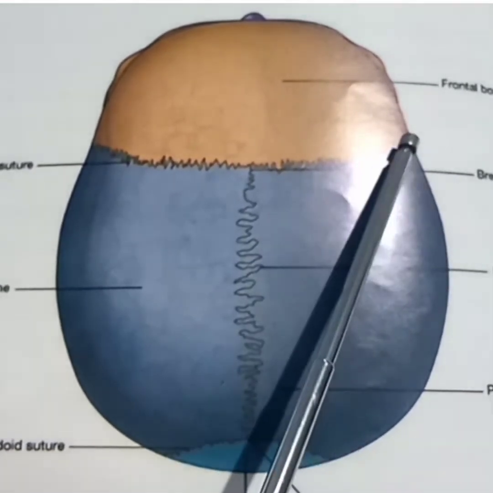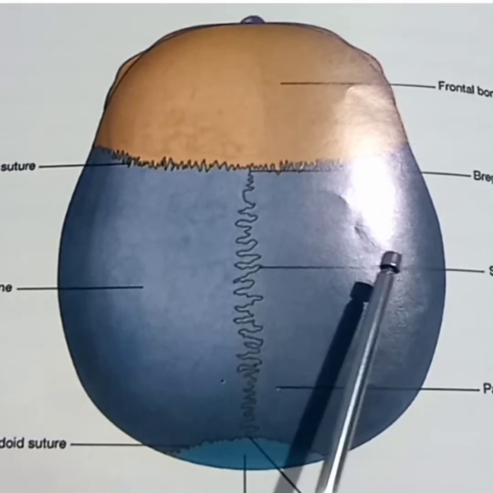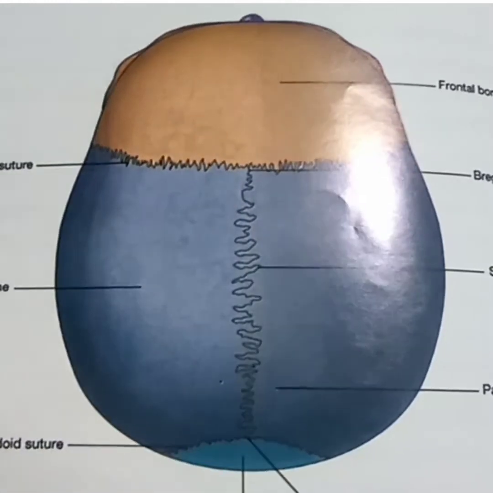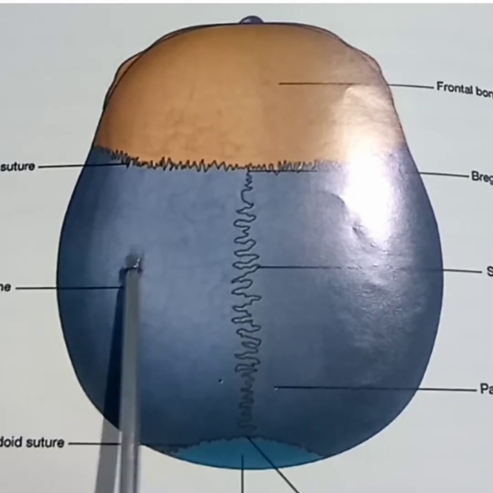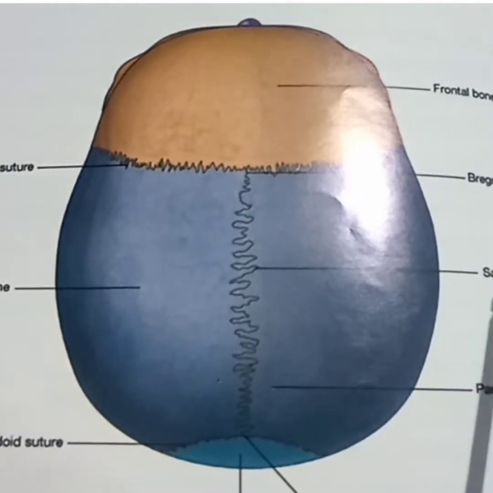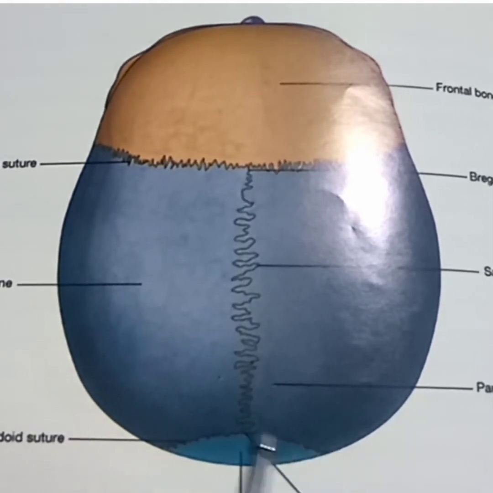We can notice that there is a transverse suture which runs between the frontal bone anteriorly and the two parietal bones posteriorly. This suture is named coronal suture. Then we can see that the two parietal bones are separated by a suture which runs in the midline. This suture will be named sagittal suture. And posteriorly we can see a suture which looks like an inverted V. This suture separates the two parietal bones anteriorly from the occipital bone posteriorly, and it is named lambdoid suture.